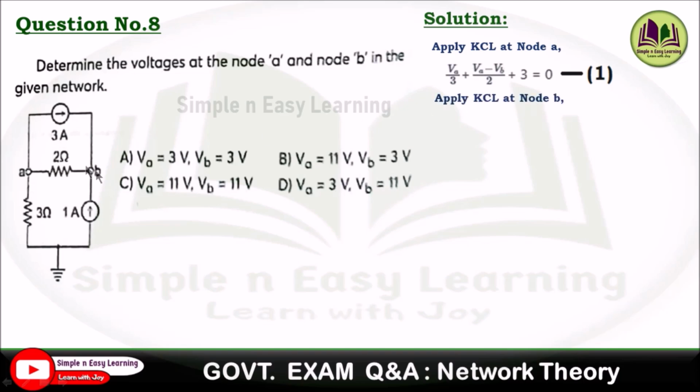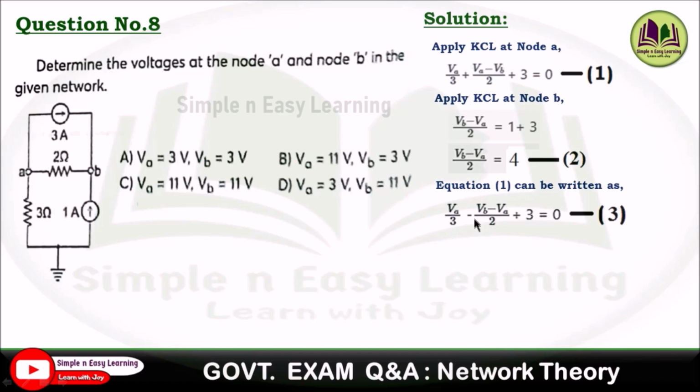So this is the first equation. And apply KCL at node B. So node B, 3 amp is coming here and 1 amp is coming here. So VB minus VA divided by this 2 ohm, that is equal to 1 plus 3. So that gives you VB minus VA divided by 2 equal to 4. That is your second equation. Now equation 1 can be rewritten as VA by 3, taking minus out from the second term, it becomes VB minus VA divided by 2 plus 3 equal to 0. Since in the second equation VB minus VA divided by 2 is there, we are converting the first equation in terms of VB minus VA divided by 2.